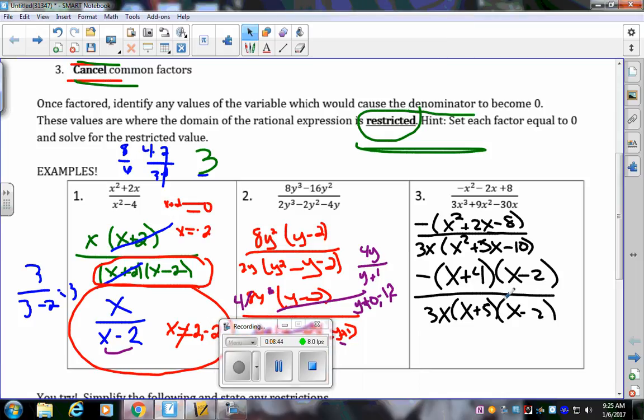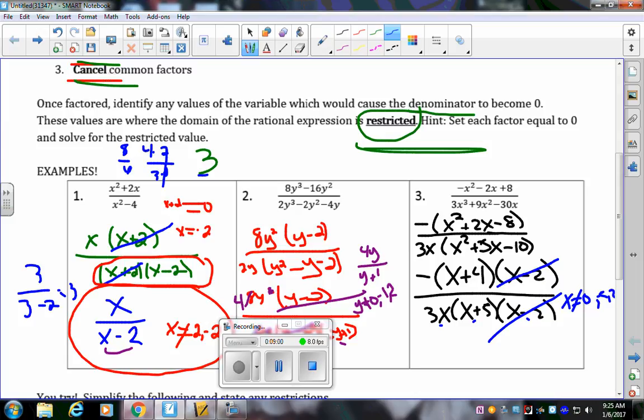All right, so if you want, you can set your restrictions now so that you remember to include everything, even the canceled factors, or you can wait till the end. It doesn't matter. But x cannot equal 0 because of that, -5 and +2. All right, answers, factored form. All right, so guys, the main thing is factor your numerator, factor your denominator, set restrictions from the denominator, and cancel your like terms.